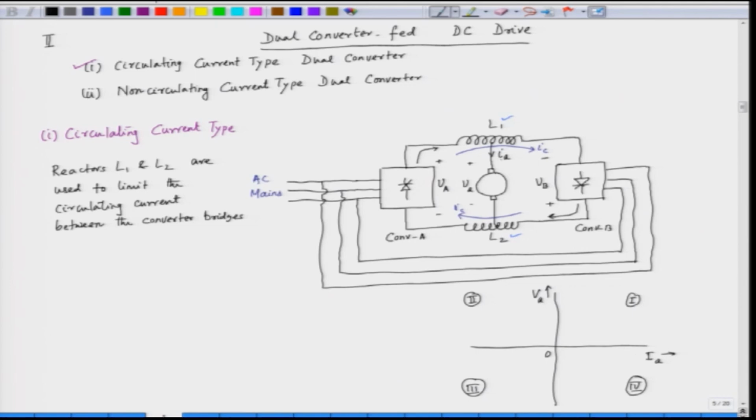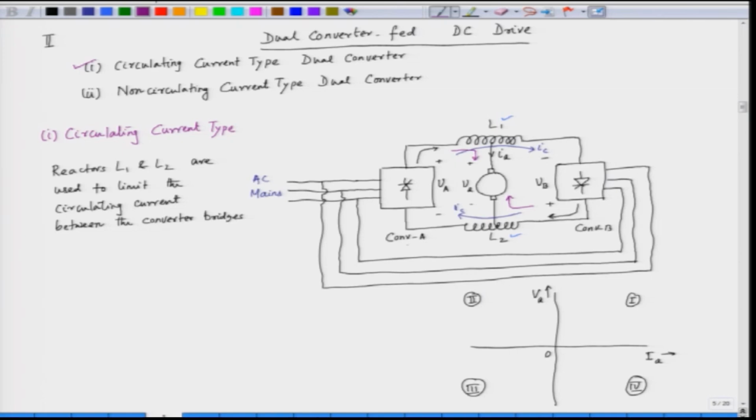So, the current I A has to come from one of the bridges, either it has to come from bridge A or the converter A, or it has to come from converter B. Now, if the current is positive, it has to come from converter A. And if the current is negative, it has to come from converter B, because the converter B can supply only in this direction. This is the converter B current, and converter A can supply in this direction.